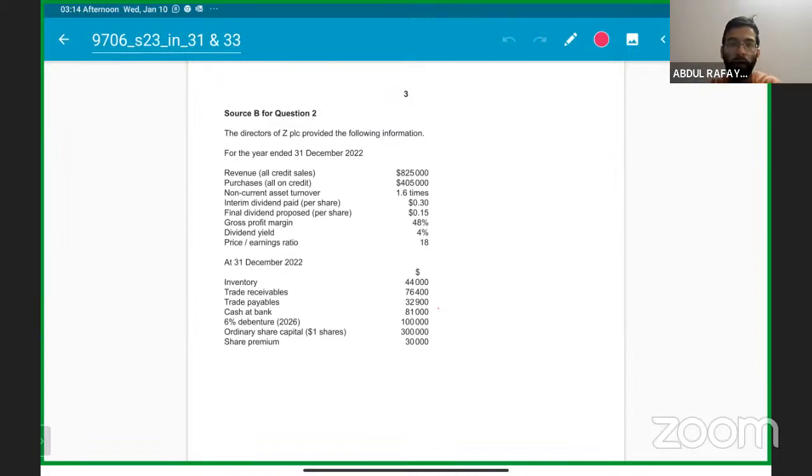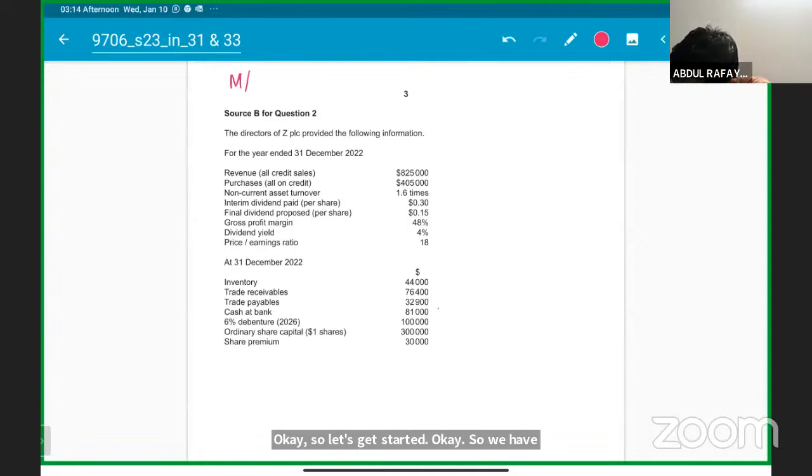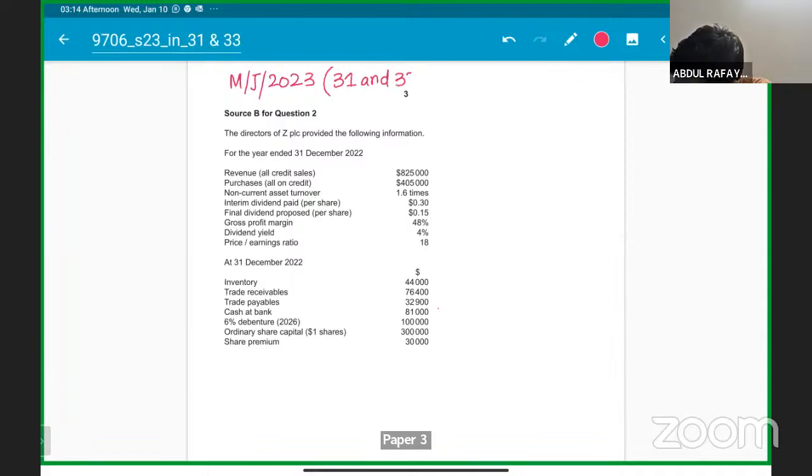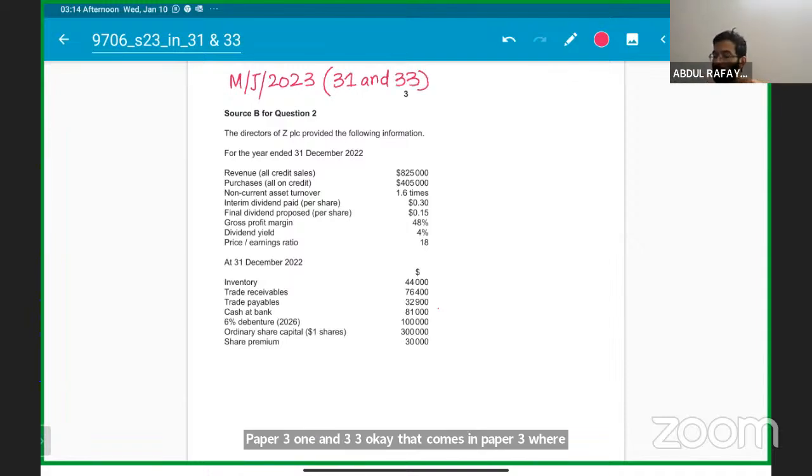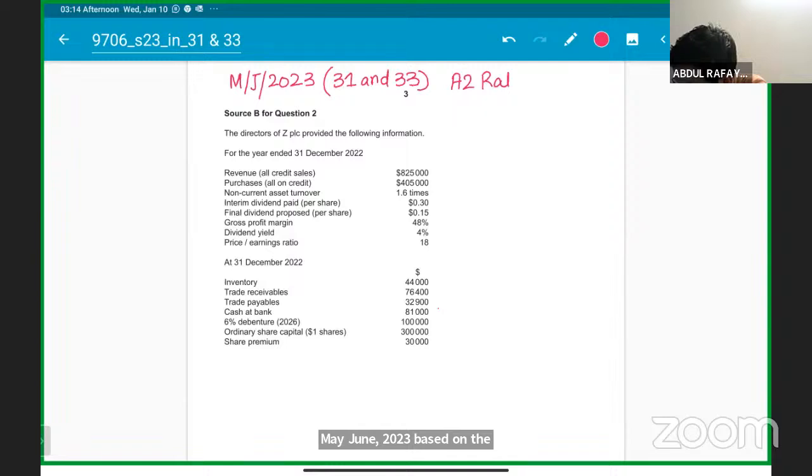Okay, students. So let's get started. Assalamu alaikum, Bismillahirrahmanirrahim. This is May, June 2023, paper 3, variants 1 and 3. It comes in paper 3, variant 1 and paper 3, variant 3 as well. May, June 2023, based on the questions on accounting ratios and company accounts as well. Everyone clear with me? Following? Any questions, any doubts, any problems?